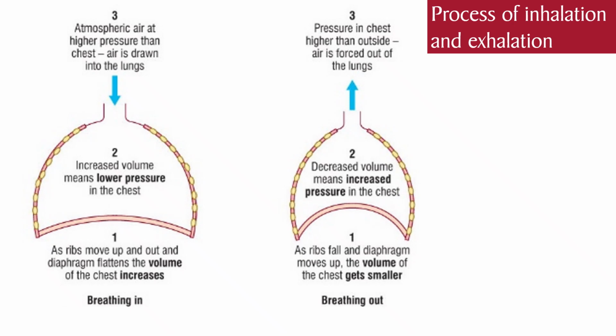To the right hand side, exhale is as the ribs and the diaphragm move up, so you can see the ribs going in. The diaphragm then goes curved, and the volume of the chest gets smaller. Therefore, you've got a decreased volume, so there's more pressure in the chest, and it squirts air out. So pressure in the chest is higher, and air is then forced out of the lungs. So that's breathing in and breathing out.